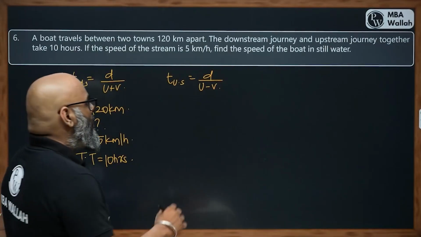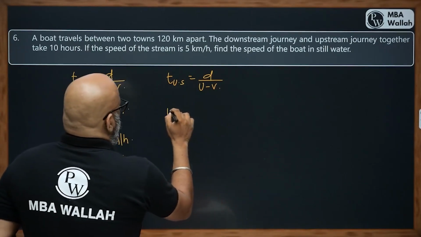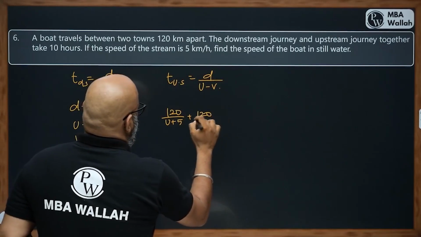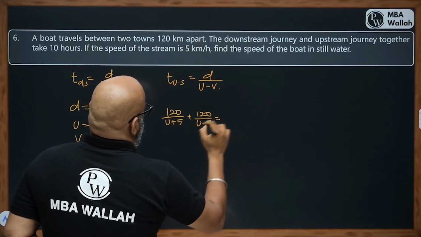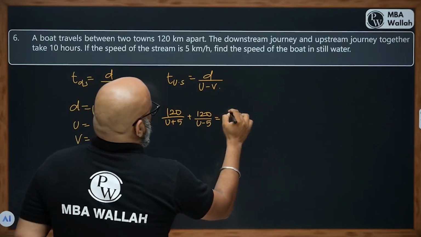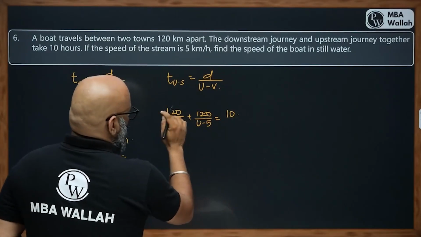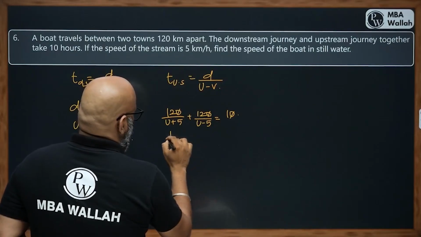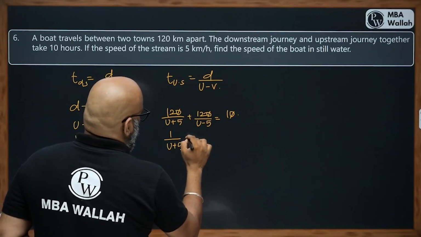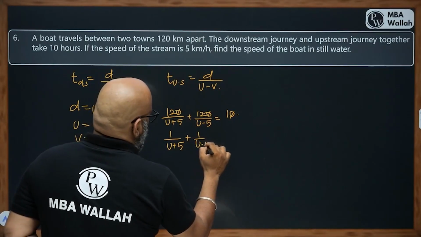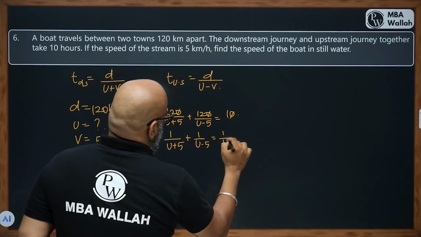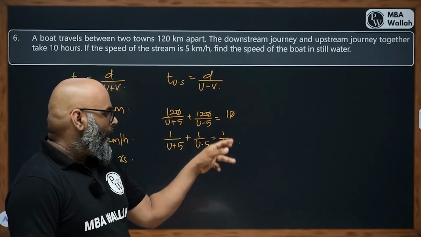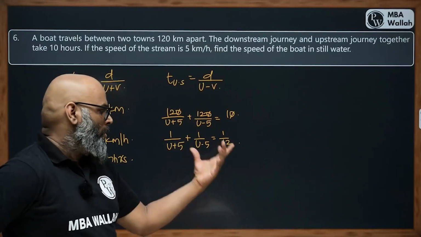So plug it in. We'll get 120 by u plus 5 plus 120 by u minus 5 is equal to 10. I can take this 120 over here, the zeros get cancelled. 1 by u plus 5 plus 1 by u minus 5 is equal to 1 by 12. Taking out 120 common, taking it over here, cancelling out the zeros, you will get this.